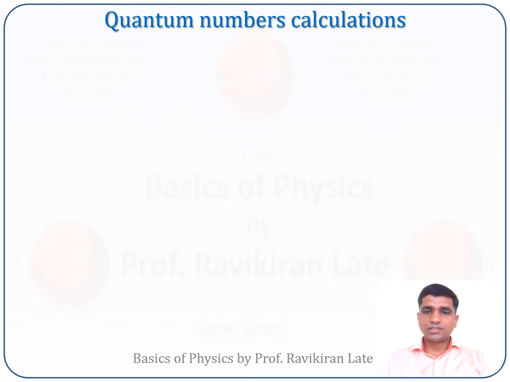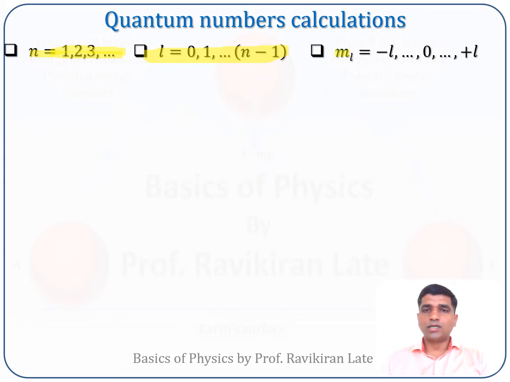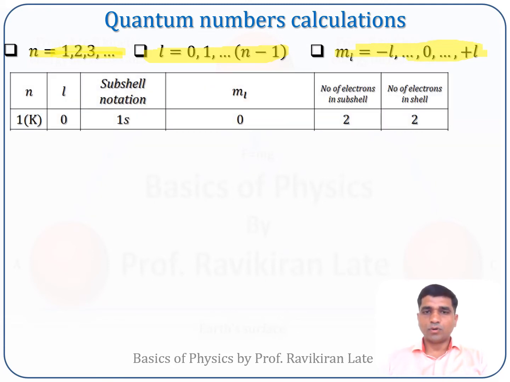Now, what are the restrictions imposed on these quantum numbers? n can take values 1, 2, 3 and so on. So these are the values allowed for n, and based on that you have different values of l, which can take values from 0 to n minus 1. The magnetic quantum number, ml, can take values from minus l to plus l including 0. Based on this we calculate the different numbers of orbitals.